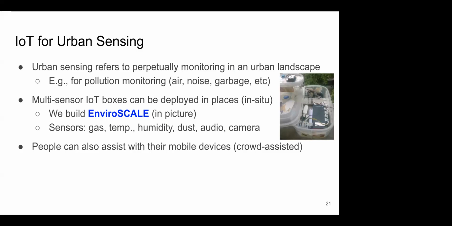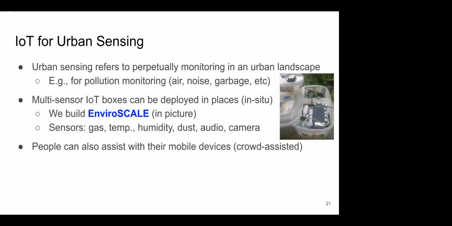For that particular task, we developed a multi-sensor IoT, that's Internet of Things, box that can be deployed in situ, and we call it InverseScale. These are small boxes, just like you are seeing in the drawing. It's a small box with sensors and a computing board, mainly powered by a Raspberry Pi, and it has gas sensors, humidity sensors, temperature sensors, audio sensors, and a camera.